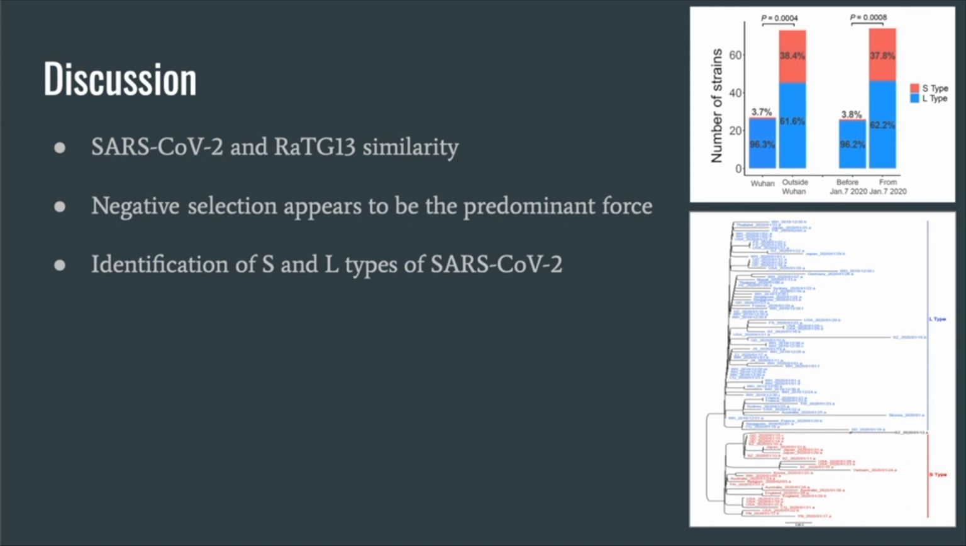Another finding was that selection in SARS-CoV-2 seems to be undergoing more negative selection than positive. An additional finding is the identification of two separate strains of SARS-CoV-2, the L and S strains, as we covered. The S strain is the ancestral strain of the two and is named for the mutation on open reading frame 8 that results in a serine. The L strain is derived from the S and is named for the mutation in open reading frame 1AB that results in a leucine.